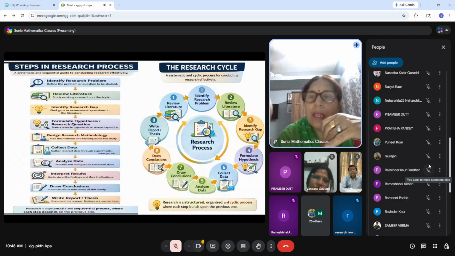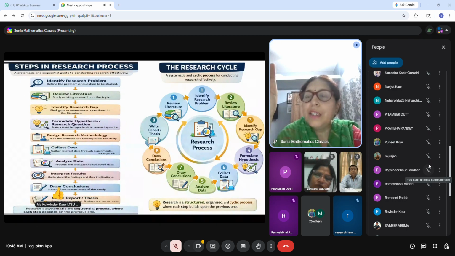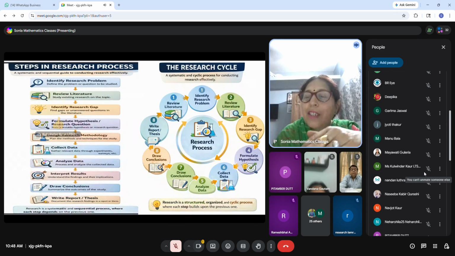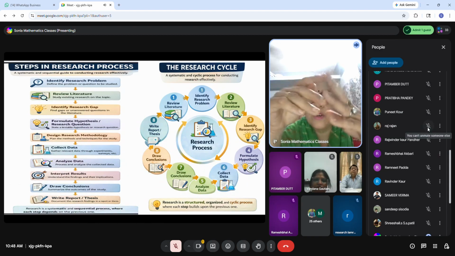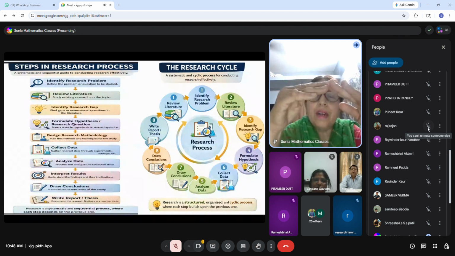Also, you can say it is a cyclic process, because first we will review the literature, then identify the gap and we will find our research problem. Then we will again review the literature, identify the research gap, formulate the hypothesis, collect data, analyze, and draw conclusions. Then we will write the report.